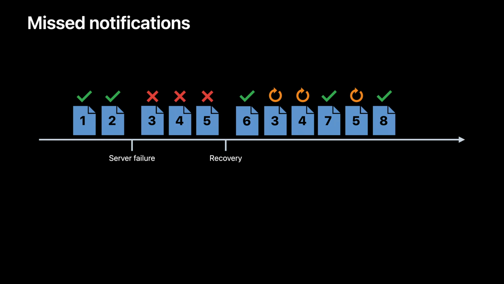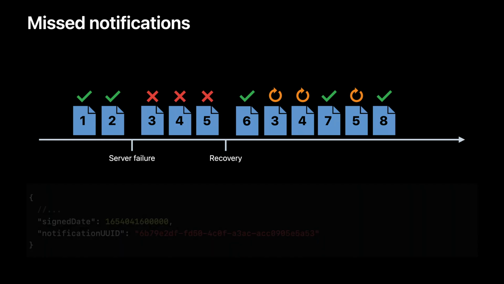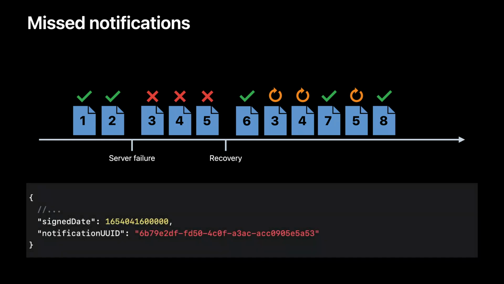Let's examine a notification. In this notification, we're just showing a few fields. Notifications contain a signed date field. This field can be useful for detecting retries by comparing the signing date with the time the notification was received. If you see a notification with a signing date significantly earlier than the date you received the notification, this indicates you may have experienced an outage.